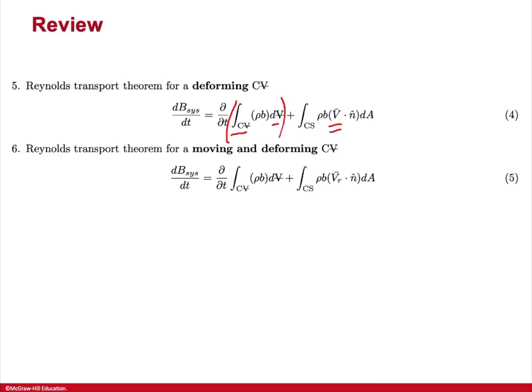And lastly, if it's a moving and deforming control volume, this term remains the same, but now over here in the second term, about the flux of B entering or leaving the control volume, you have to account for the relative velocity. Okay, so that is the takeaway you need to get from this section: understand when to use material derivative and when to use Reynolds transport theorem. The most important thing is to be good at identifying different types of control volume.